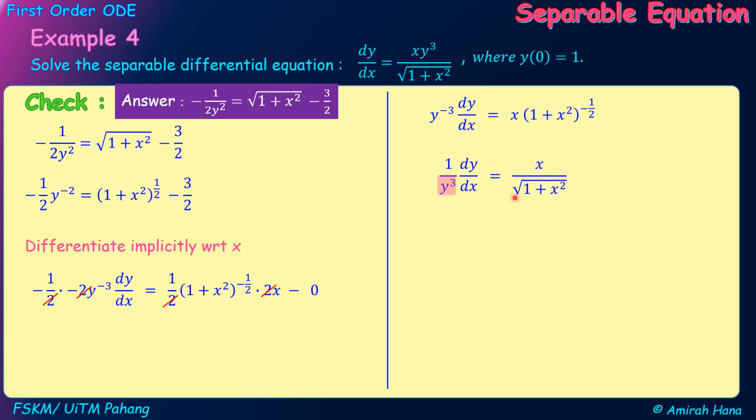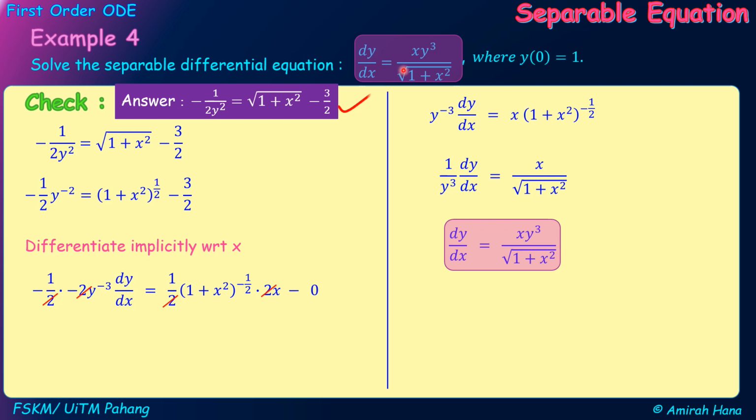After that, we can move y cubed to the right hand side. So we get dy over dx equals x and then y cubed over square root of 1 plus x squared. From here, when we compare with the given question, it is equivalent. So it means the final answer is correct. That's the way to check whether the final answer is correct or wrong.